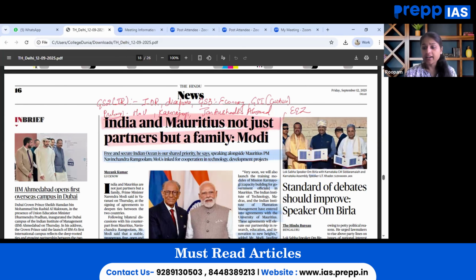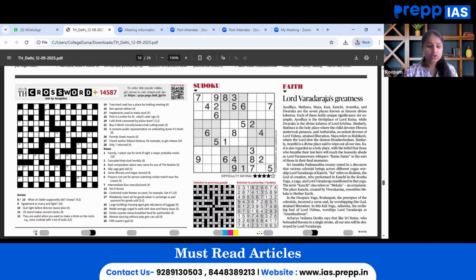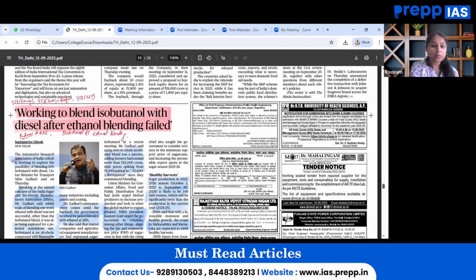And the last important article for the day that catches our attention in today's paper talks about working to blend isobutanol with diesel after ethanol blending failed. Now, this is relevant for GS paper 3 under the theme economy, wherein biofuels, energy transitions, and fulfilling sustainable development goals. What is the difference between ethanol and butanol? Also relevant for environment, wherein green energy and reducing fossil dependence can be explored. Relevant for S&T, science and tech, wherein automotive fuel innovation can be explored.